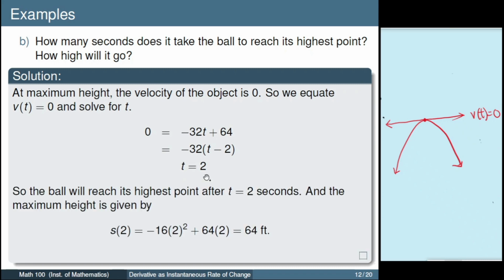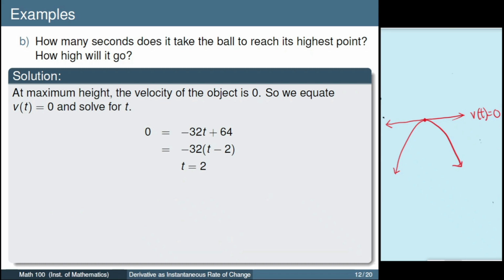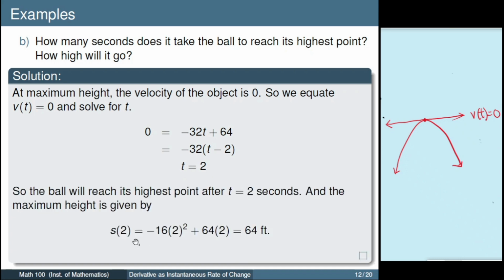Okay. And now, how do we get the maximum height? We go back to our position function and look at what its position is at t equals 2, because this is where it reaches maximum height. So we have the maximum height to be s of 2. If you notice, s of 2 is just the second coordinate of your vertex, and t equals 2 is the first coordinate. So you have negative 16 times 2 squared plus 64 times 2. Simplifying, that equals 64 feet. So at 2 seconds, we have the maximum height, which is 64 feet.